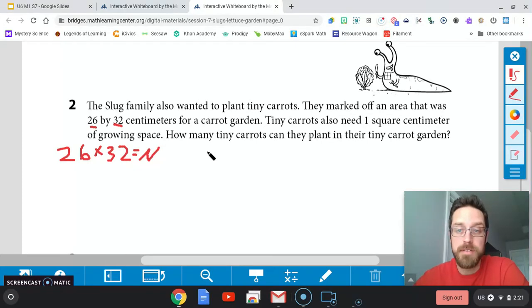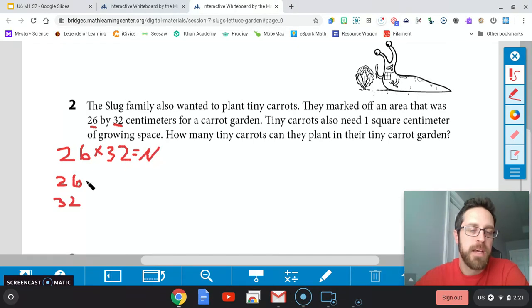So I could start by trying 26 times 32, and using the doubling and halving, I'm going to start by halving 26. Half of 26 is 13. Then if I half that one, I have to double 32, which would be 64. And then I half this one. 13 is an odd number, so that's as far as I could go.